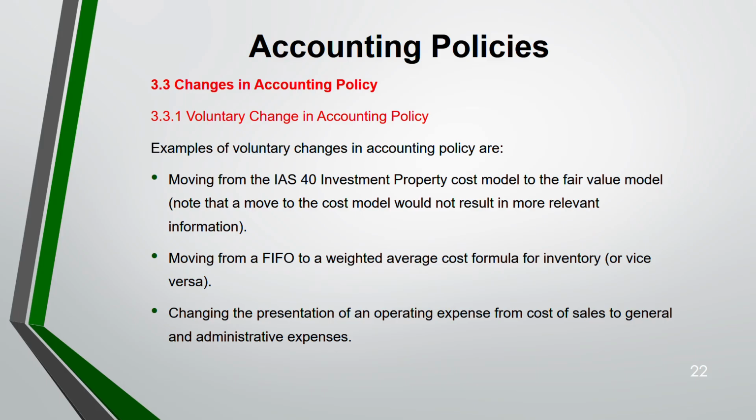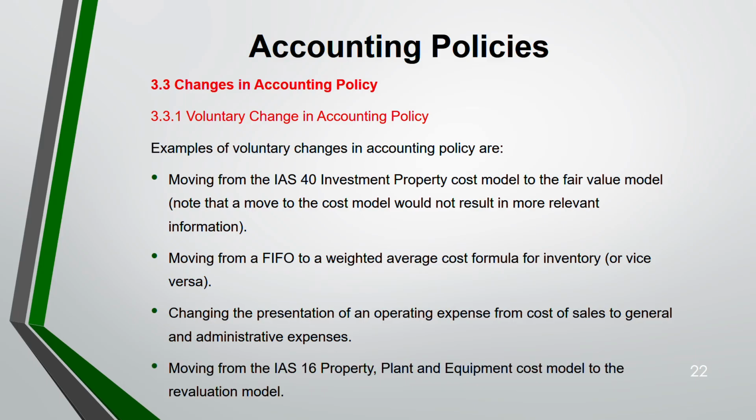Changing the presentation of operating expenses from cost of sales to general and admin expenses. I've covered this under IFRS 18 in my previous lecture, under operating expenses, section 5. Operating expense in your income statement you can present using two ways, by nature or by function. If it's by function, it will come under what? General and admin expenses. And if it is by nature, then cost of sales. Moving IAS 16 from cost to revaluation model.